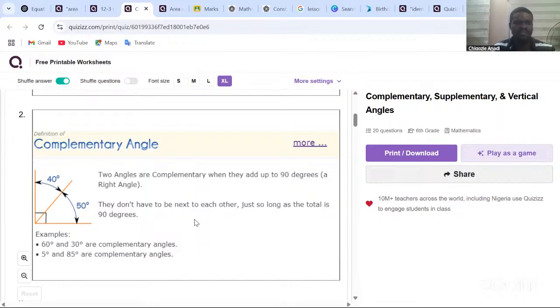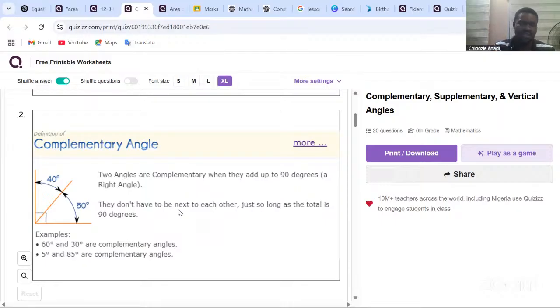So remember, two angles are complementary when they add up to 90 degrees. And we know that 90 degrees is already forming a right angle. Very, very important. So when you're talking about complementary angles, the two angles must add up to 90 degrees.